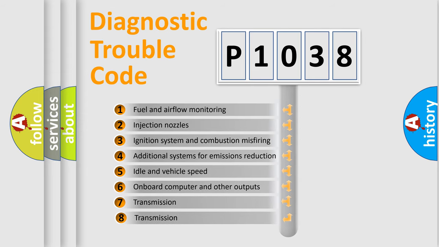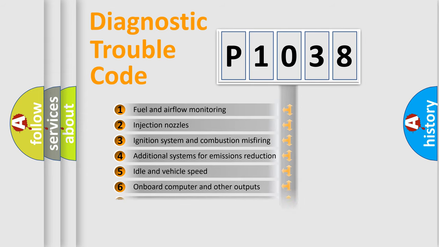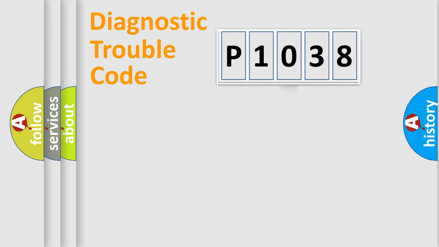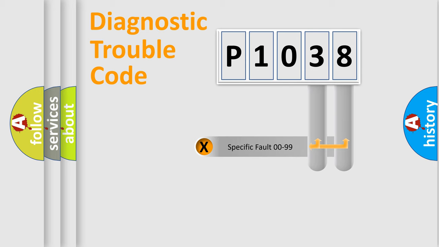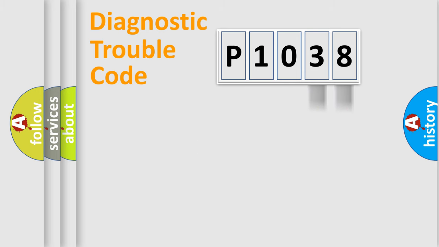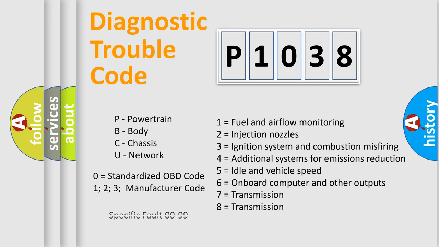The third character specifies a subset of errors. The distribution shown is valid only for the standardized DTC code. Only the last two characters define the specific fault of the group. Let's not forget that such a division is valid only if the other character code is expressed by the number 0.